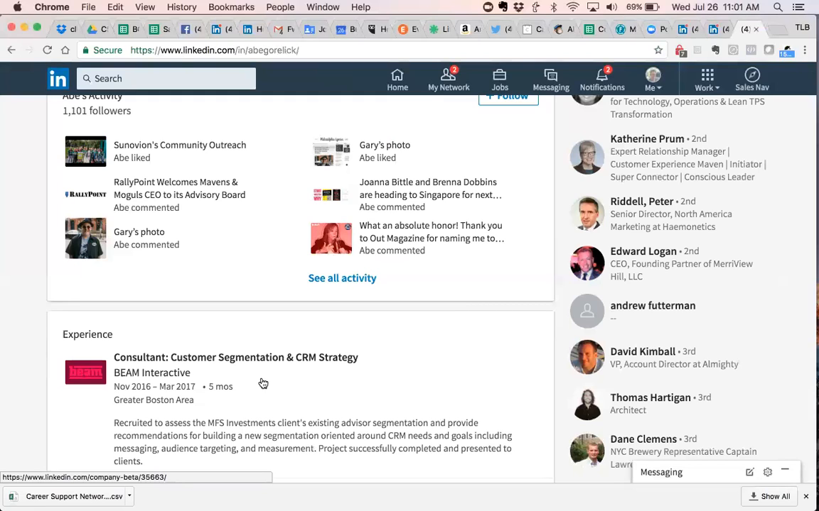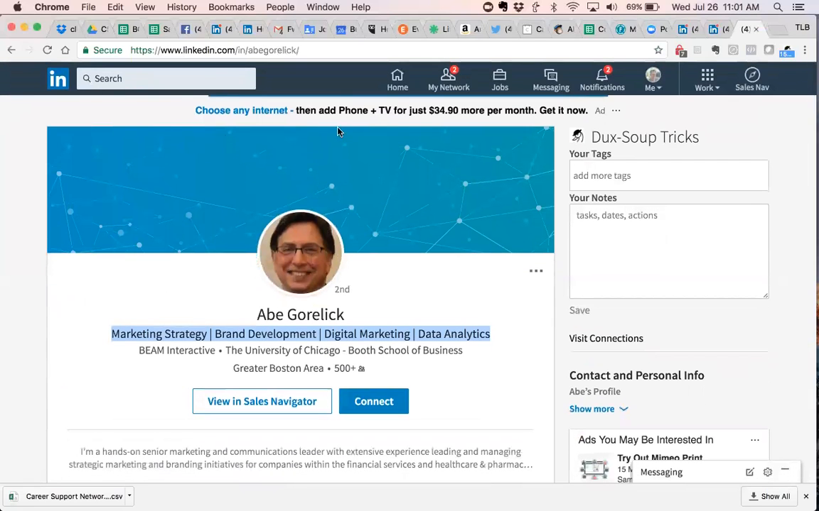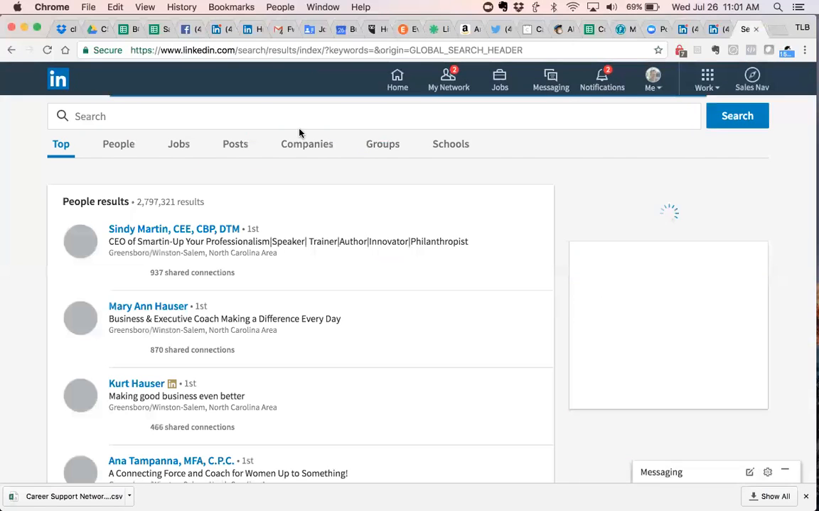There's 560 million people on LinkedIn. There's two to three new members every second. If you do a search on LinkedIn for companies, there's a new company.